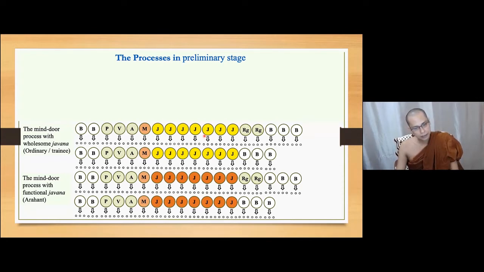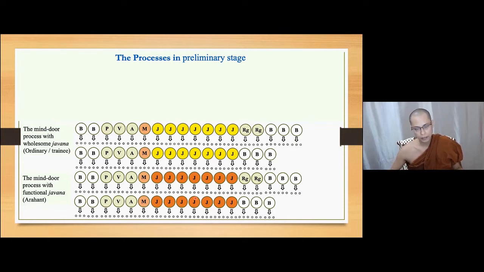Then, if the object is not a sensual object, not an object of the sensual sphere, sometimes the registration moment drops. Only javana runs, so it ends with javana. These two processes, and also these two processes with the unwholesome javana, can be in the mental process. For the arahat, the mind process with the functional javana will arise, focusing on the meditation object. So the arahat also needs to practice concentration meditation if they were not successful before they attained arahatship.